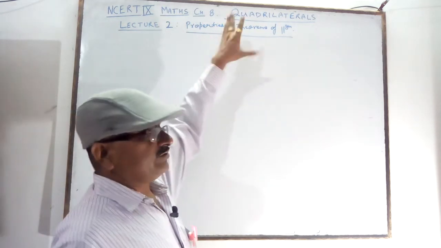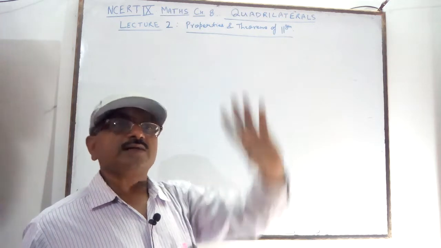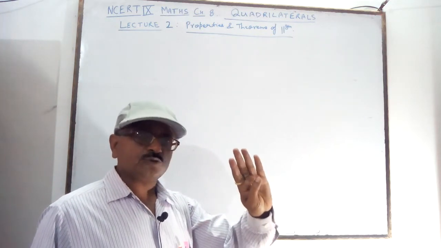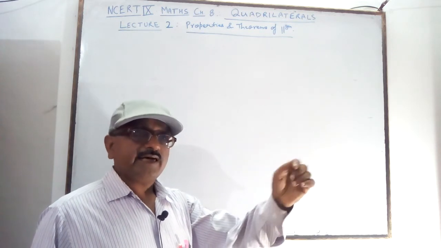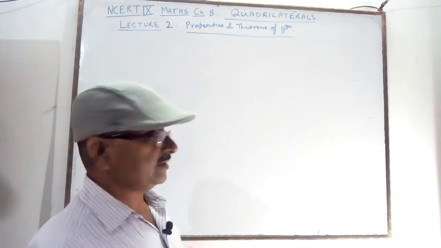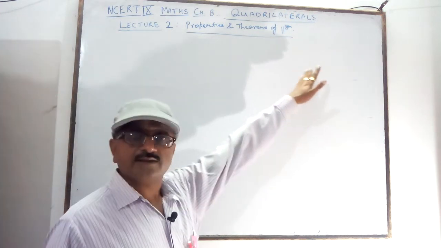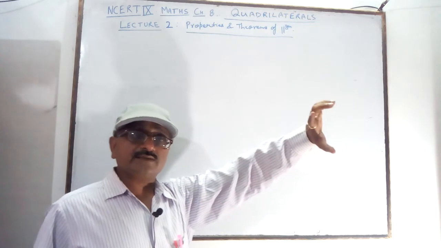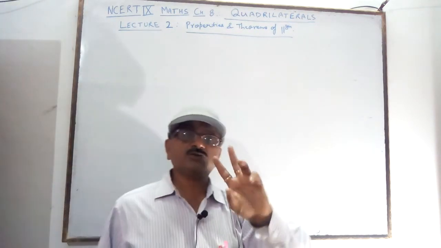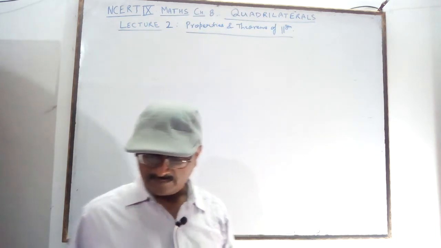Properties of a parallelogram: we know a parallelogram is a quadrilateral which has four sides, with two pairs of opposite sides, and both pairs of opposite sides are equal and parallel. Opposite angles are equal. Diagonals bisect each other. One diagonal divides it into two triangles which are congruent to each other.